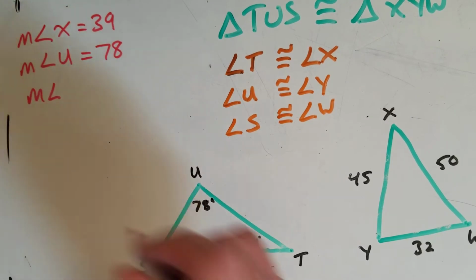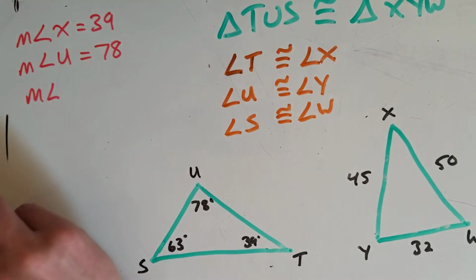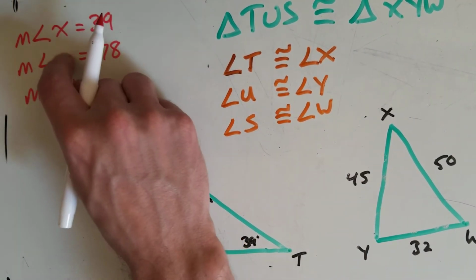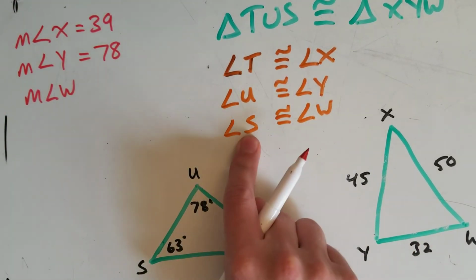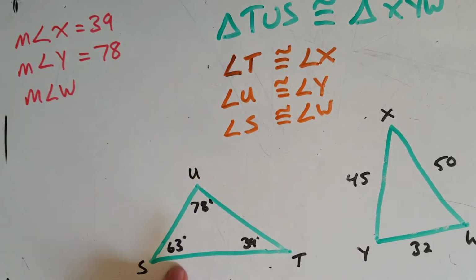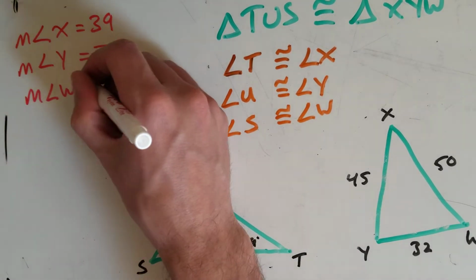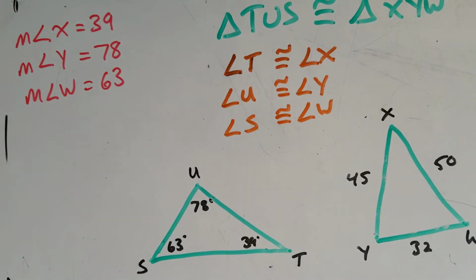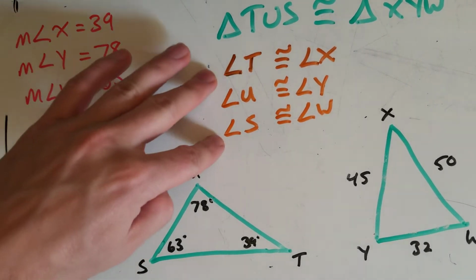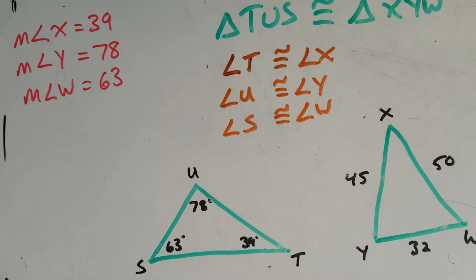And lastly, the measure of angle W is our last one. Oh, there should be a Y right here. Measure of angle W we're looking for. Well, W corresponds with S, so they'll have the same measure. Measure of angle S is 63, so the measure of angle W will be 63 degrees as well. So just like that, you can find missing parts just because you know what corresponds.